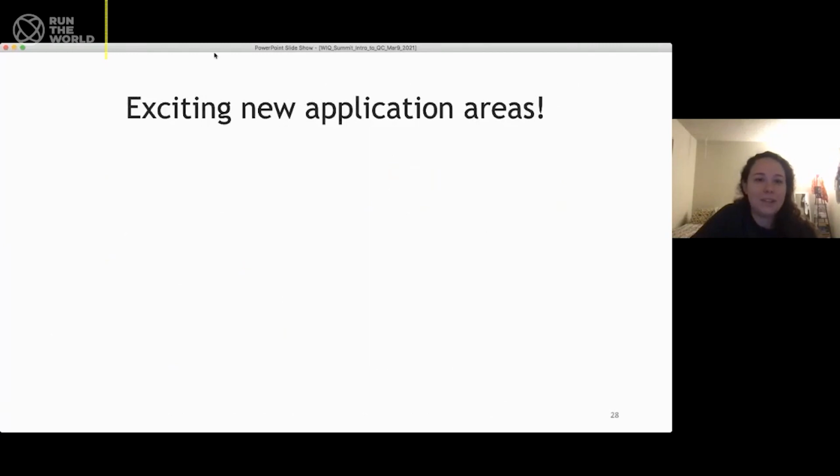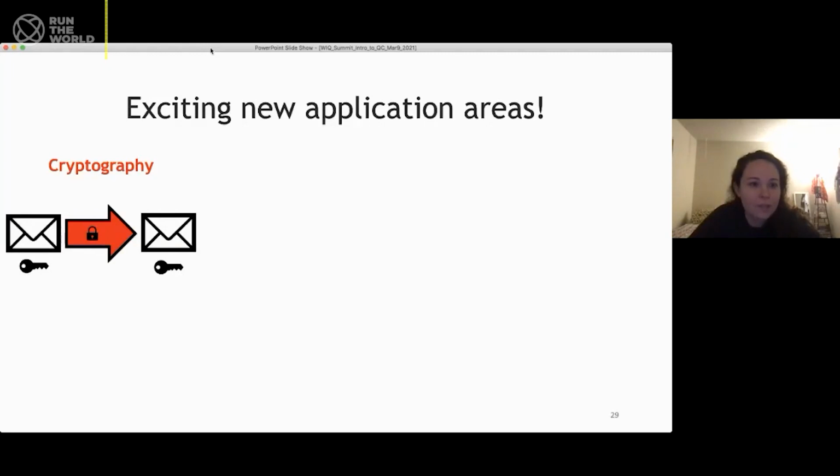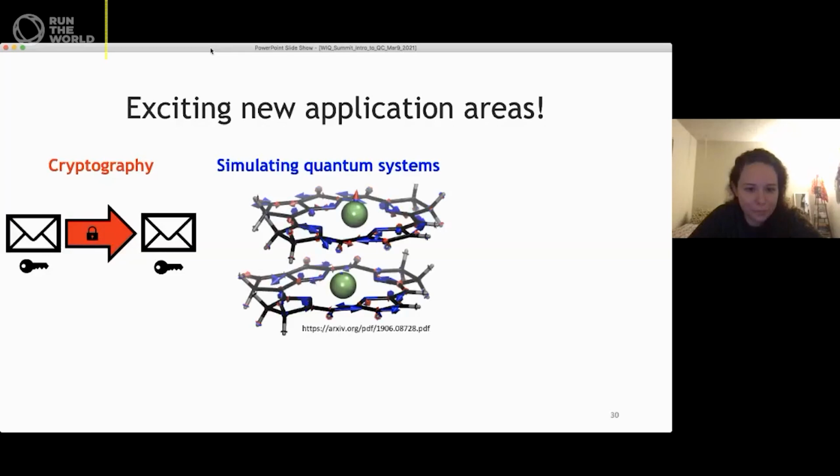So there's a lot of exciting new application areas in quantum. You're going to hear about a lot of them today, I'm assuming. I'm excited to hear about a lot of them. So I'm just going to name a couple of the examples. The first one's cryptography. So basically, keeping your bank information secure and things like that. There's very good quantum algorithms to factor prime numbers.